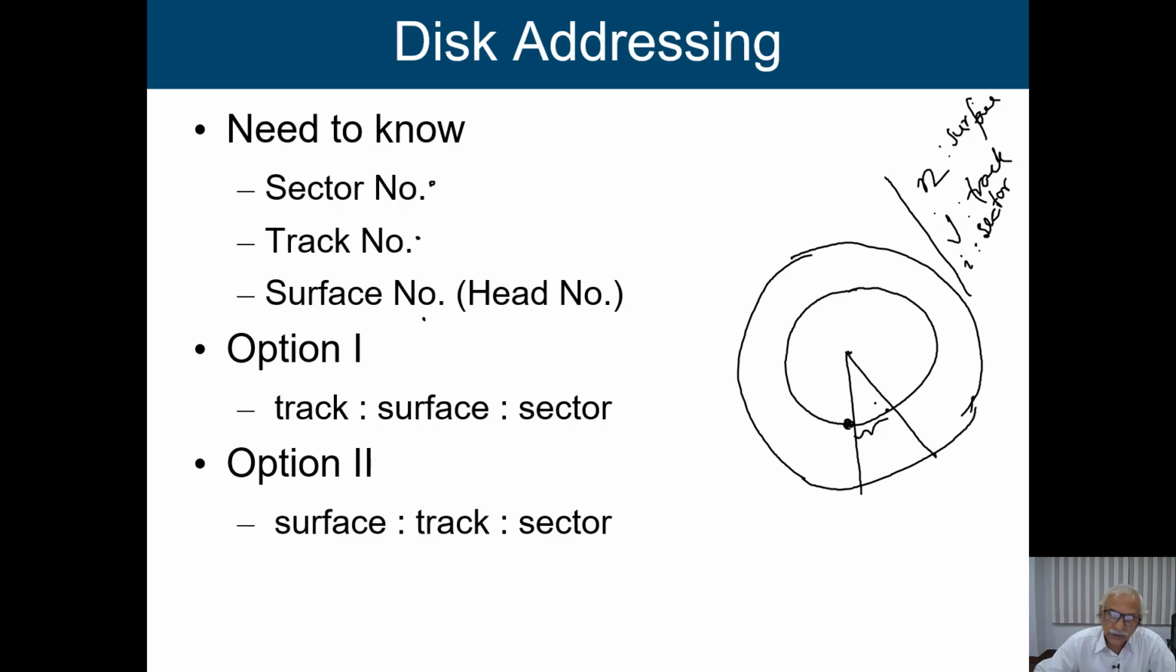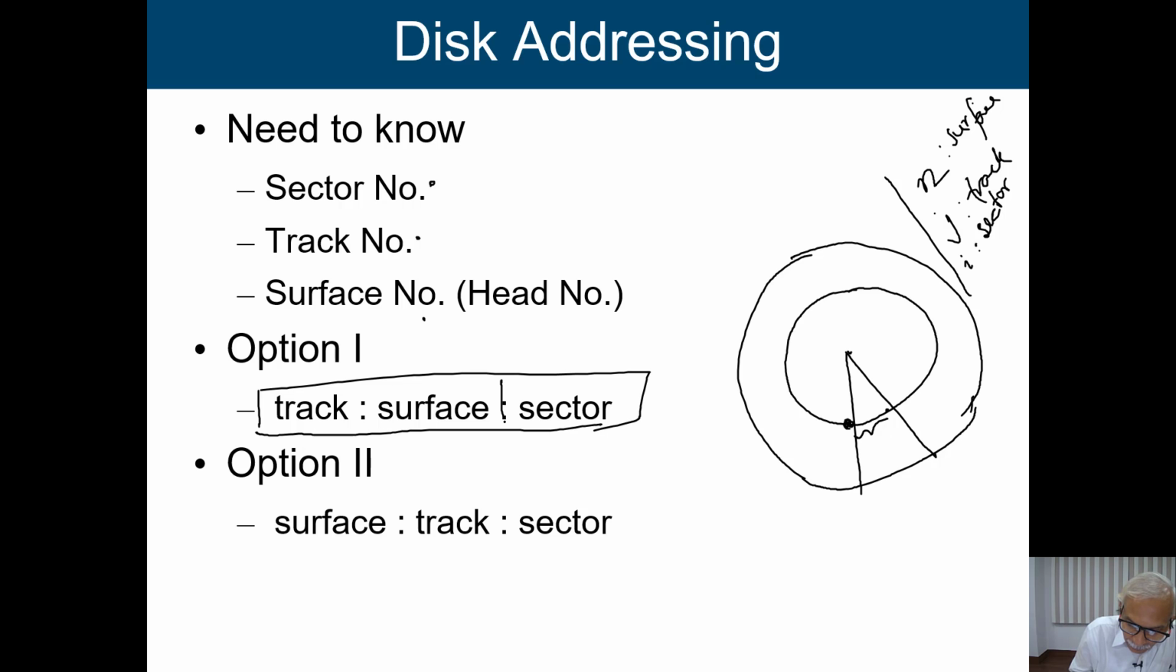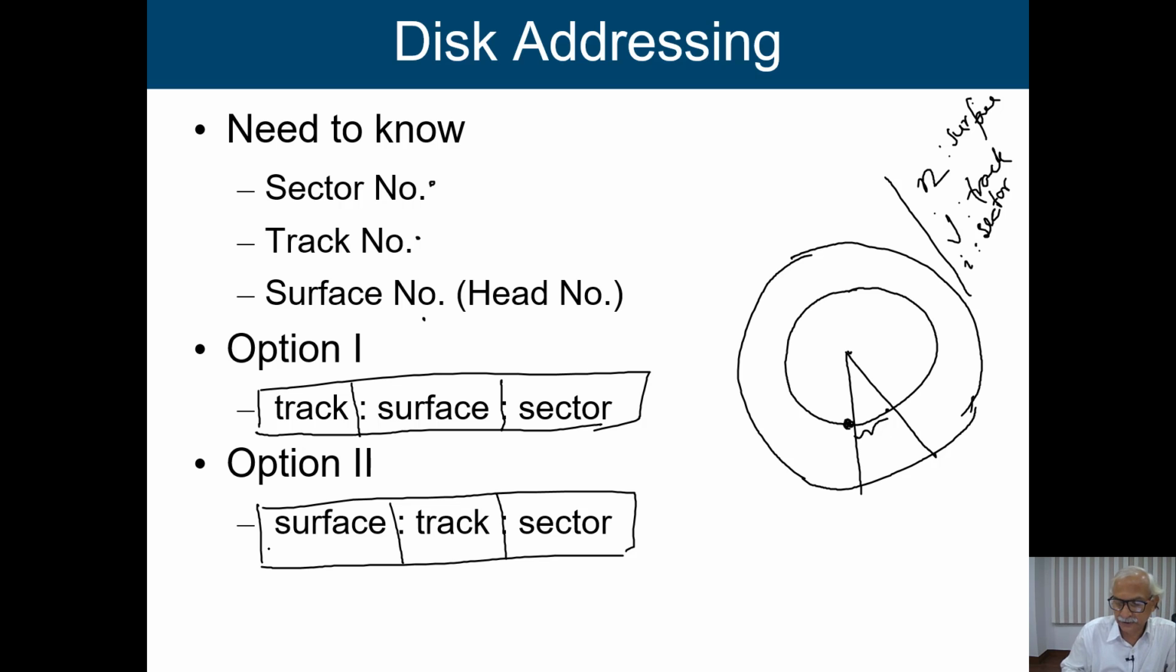So to do this addressing, at least we need these three pieces of information. This is either surface number or head number. Now we are having two different options to form the address. So this is basically what will happen. We are going to have sector number, surface number and track number. This is one, and the second one is sector, track and surface.